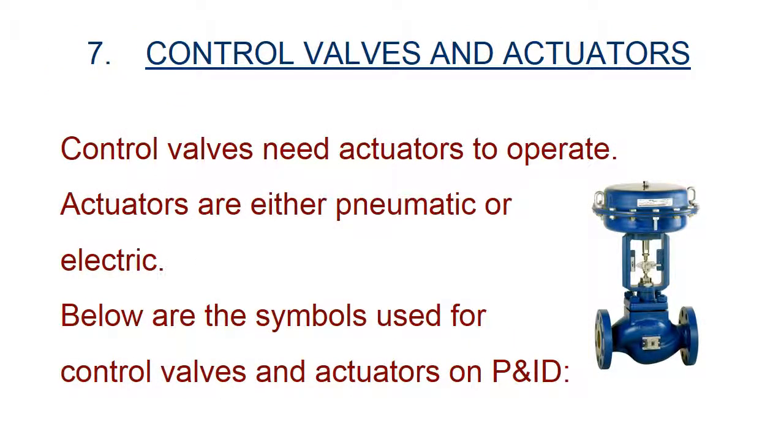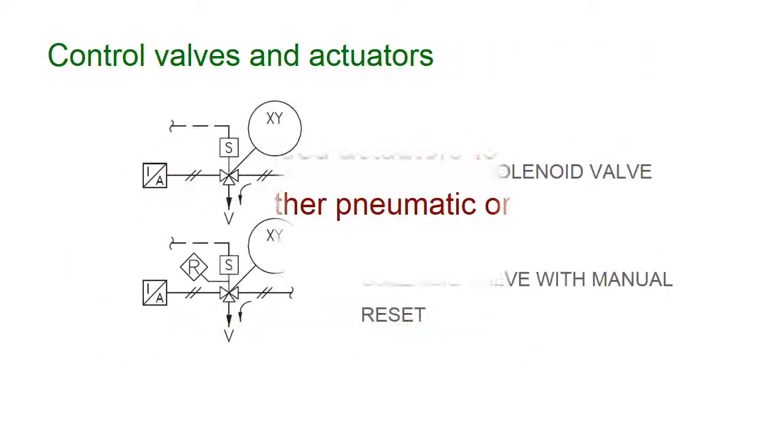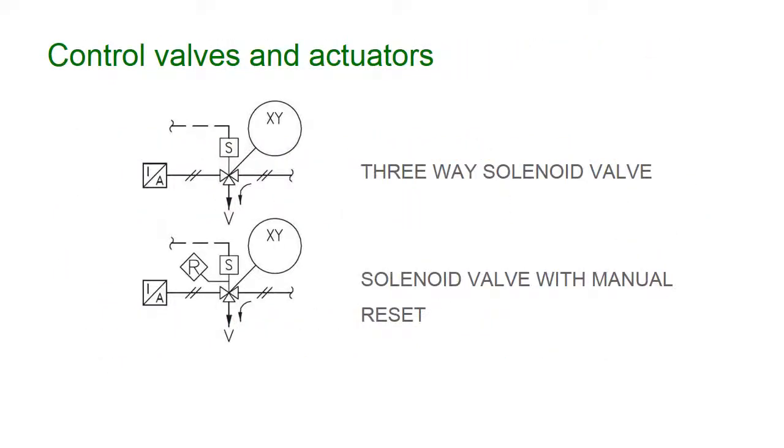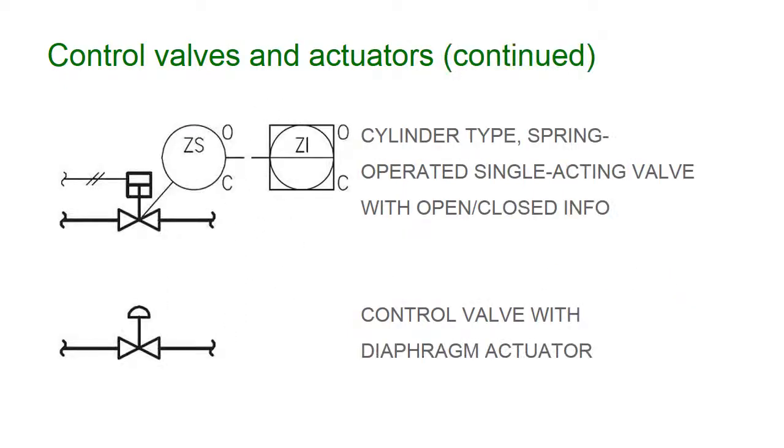Control valves use actuators to operate. Actuators are either pneumatic or electric. Below are the symbols used for control valves and actuators on the P&ID. Three-way solenoid valve. Solenoid valve with manual reset. Cylinder type, spring-operated single-acting valve with open-closed indication. Control valve with diaphragm actuator.